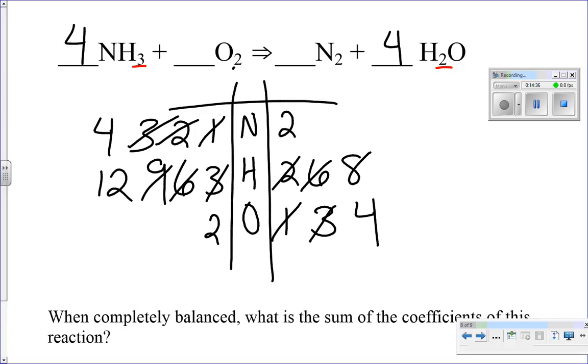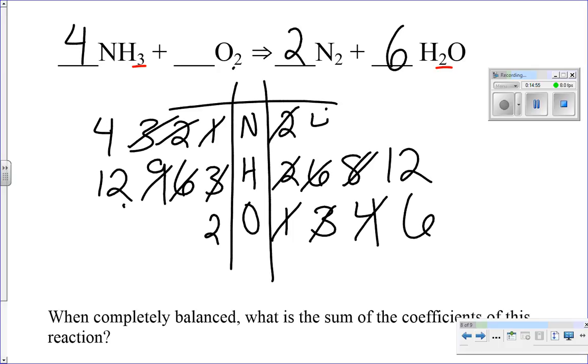When I bop back over here, what this tells me, if I want to end up with 12 hydrogens on this side, I need a 6. So that changes my hydrogen to 12, my oxygen to 6, my nitrogen, and to balance that out, all I got to do is put a 2 there. That becomes 4. All I gotta do to fix my oxygen is put a 3 here.